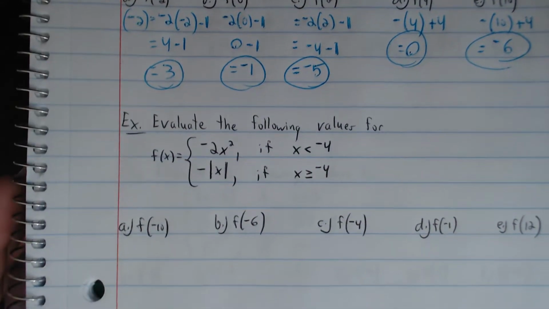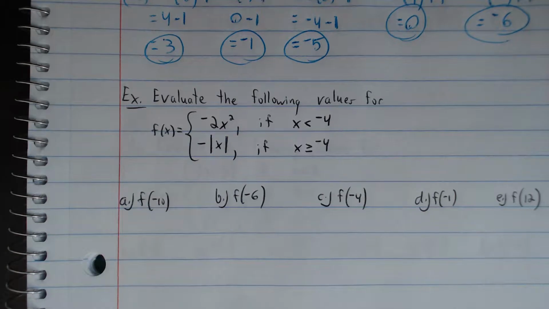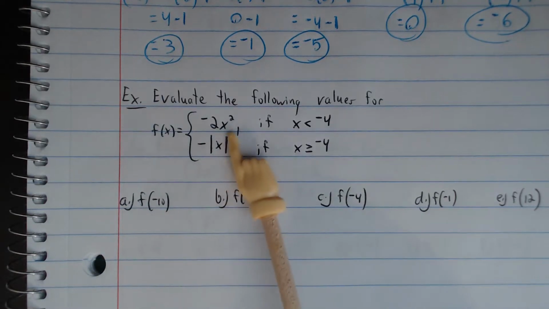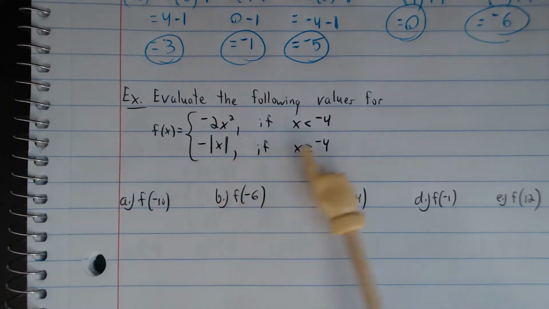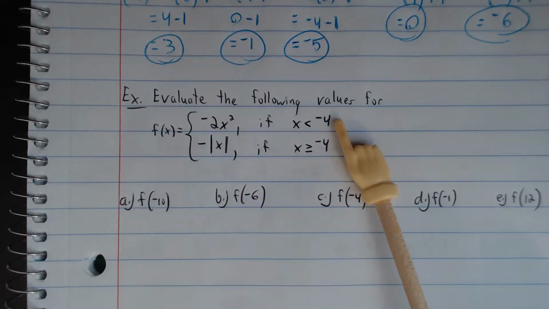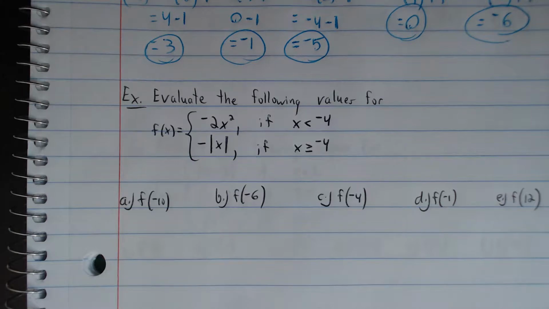We have this piecewise function. This time it's a little bit more advanced. This time we have x squared, and this time we have absolute value of x, and our restrictions have changed. Here we're saying anything less than negative 4, and here it's anything equal to or greater. So we've got to make sure that we're using the right function.